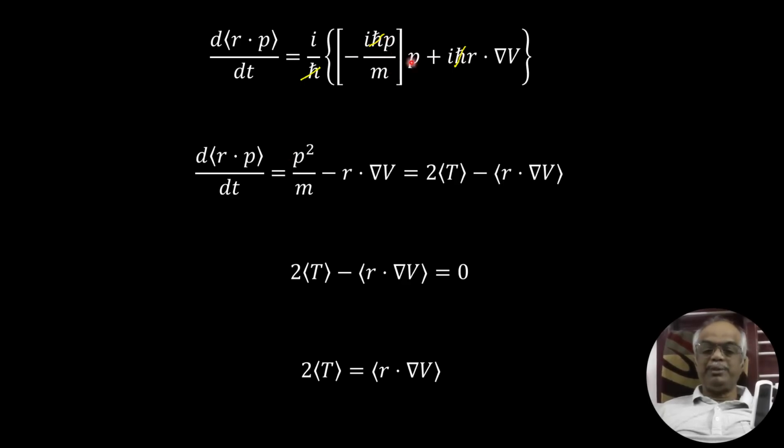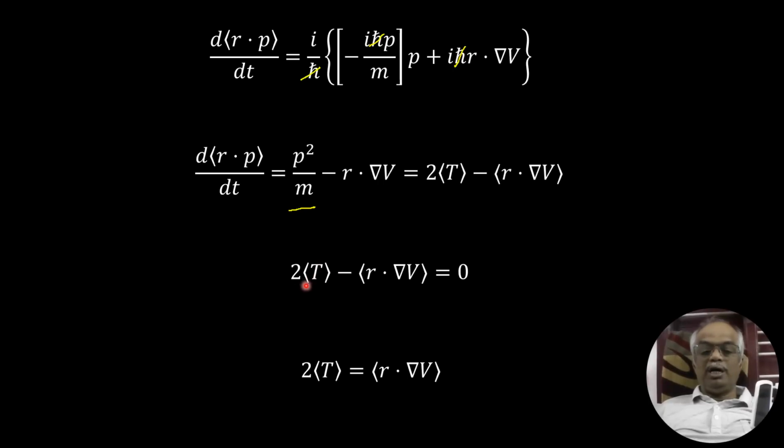Remember that there is p outside. So p into p, you will get p squared over m. Then here i into i is equal to i squared, which is minus 1. So minus r dot ∇V, which is equal to this first term. What is this first term? p squared over 2m is kinetic energy. This is 2 times the kinetic energy. 2 times the expectation value of kinetic energy minus the expectation value of r dot ∇V.